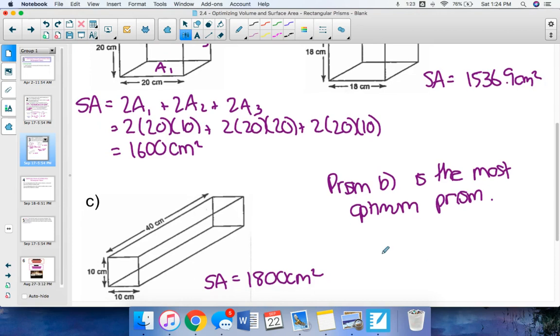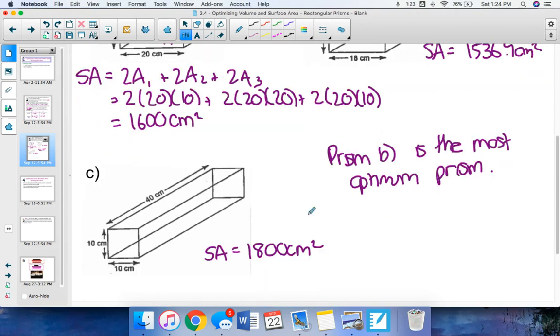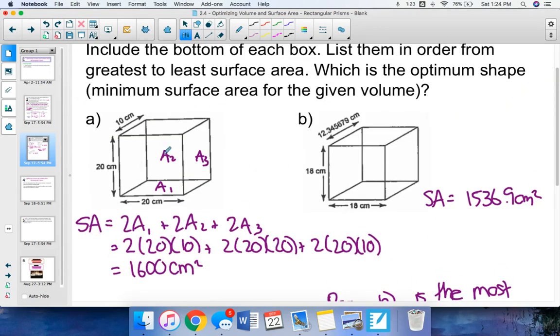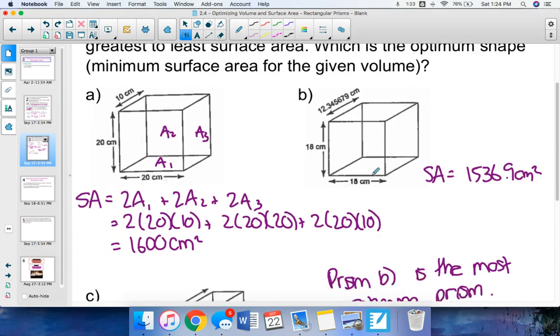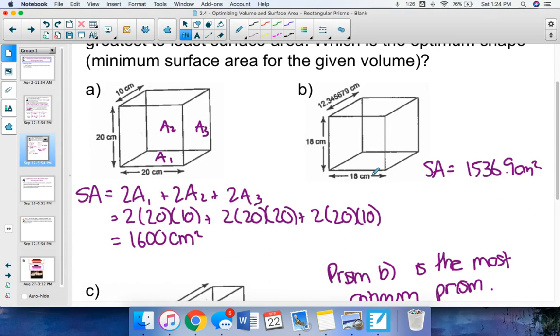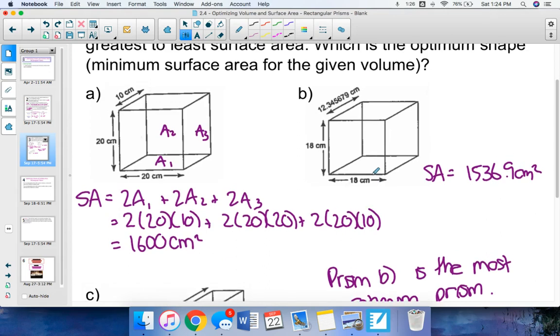And check out the types of rectangular prisms we have here. The long and skinny one. We have kind of a cube one. Another kind of cube one. So we know the cube is going to be our winner, right? We know a square is the best area first, like area. And we know a cube is the most optimum for surface area and volume. But what's the difference between this one and this one?